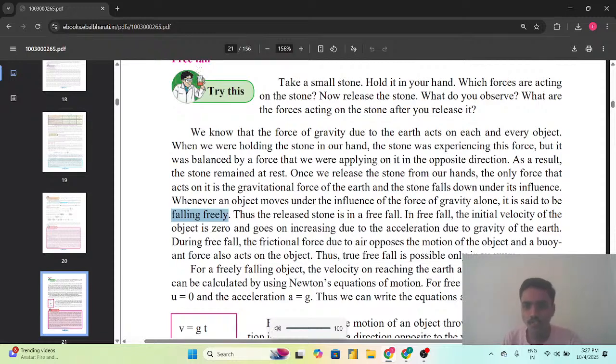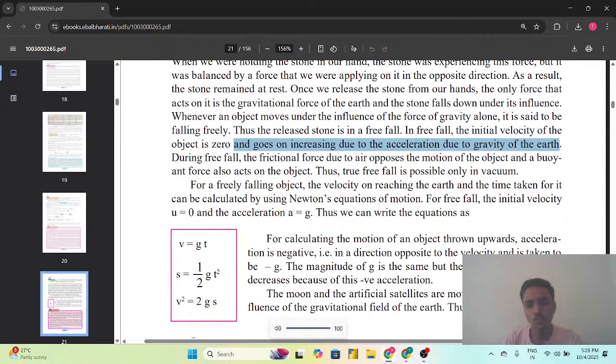In free fall, the initial velocity of the object is zero. Initially we are holding the stone in our hand, so the initial velocity u is equal to 0 meter per second, as the object is at rest. The velocity then goes on increasing due to the acceleration due to gravity of the earth acting on the stone.